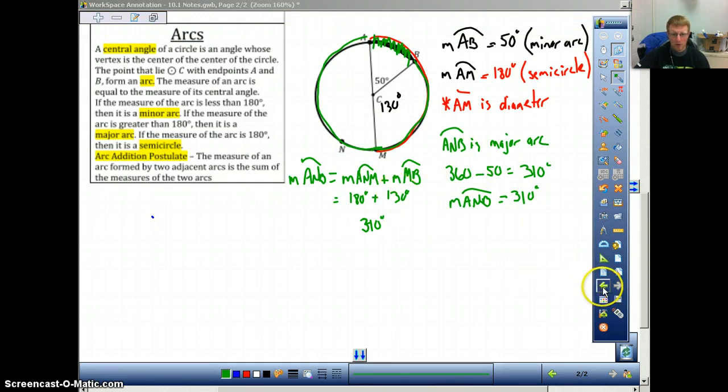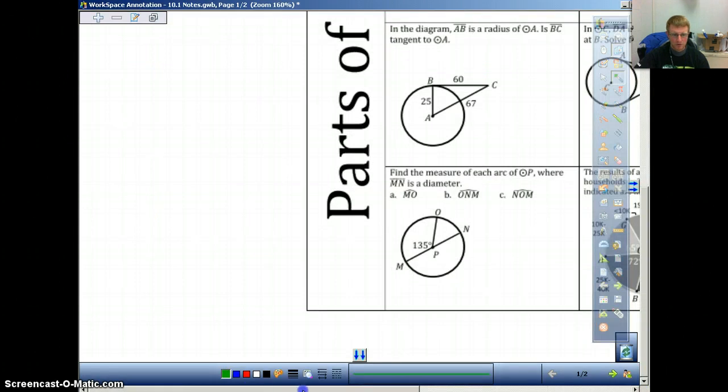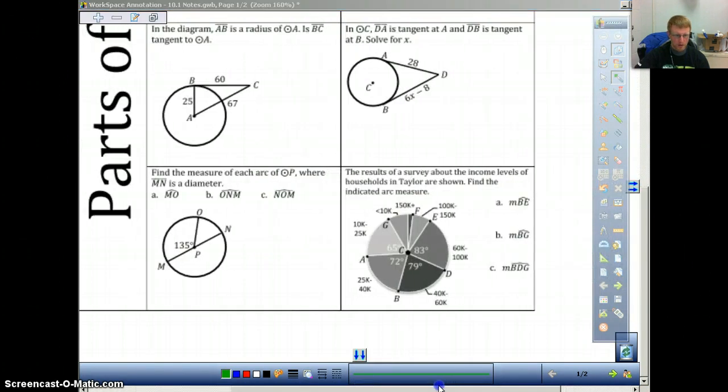Okay, let's look at a problem real quick. This is the bottom of the initial notes. So let's just look at these two examples. This first one is wanting you to find the measure of arc MO. Well, MO will be simply found by the degree of the central angle, so MO is just going to be 135 degrees. ONM, which means we want, let's do this in a different color, from O to N to M.